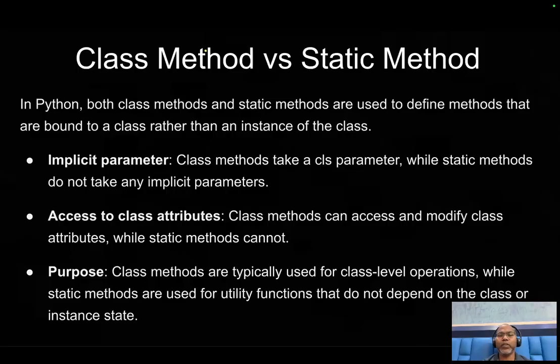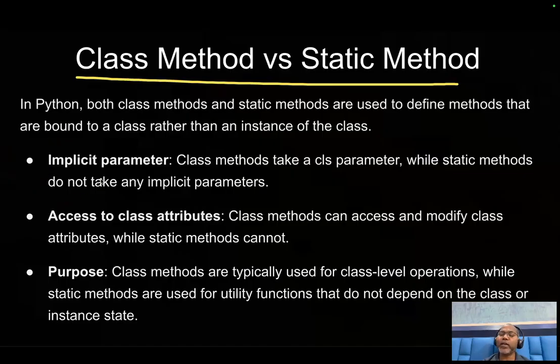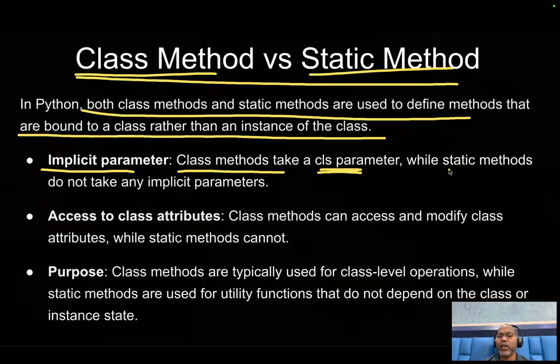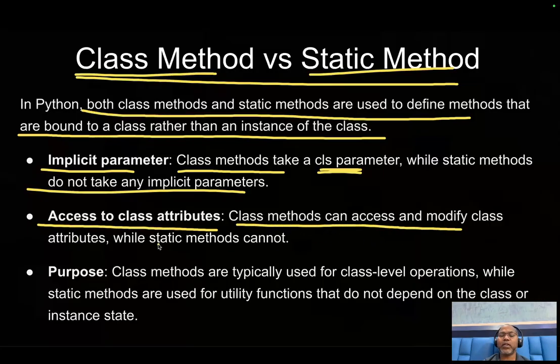And what are the major differences between the class or static method, as discussed? Both look like the same, but in Python, both are methods that are bound to the class rather than an instance. Both you can say are class level, but they differ in implicit parameters. A class method can access the class parameter, while the static method has no implicit parameter and no access to the class attributes. A class method can access the class attributes and modify them, while a static method cannot access any class variable or instance variable.